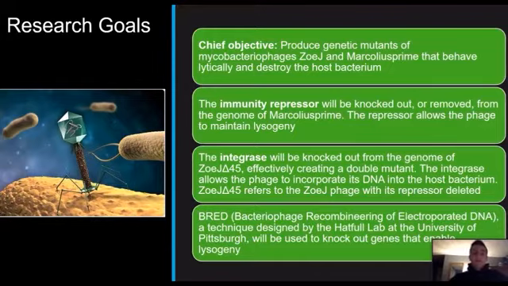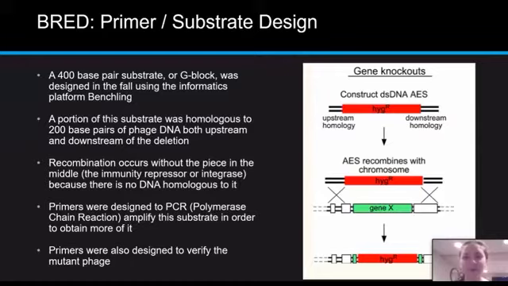It's a technique used by the Hatfield Lab, and we'll discuss what that means right now. So the first step of BRED that Colby and I accomplished in the fall was to design a substrate or G block. So what is a G block?